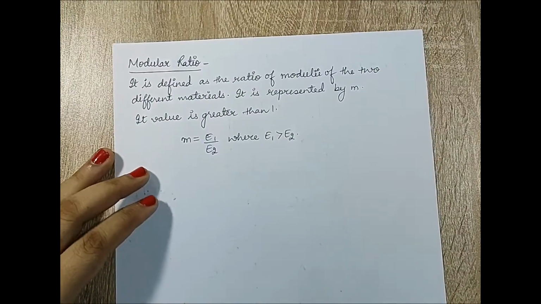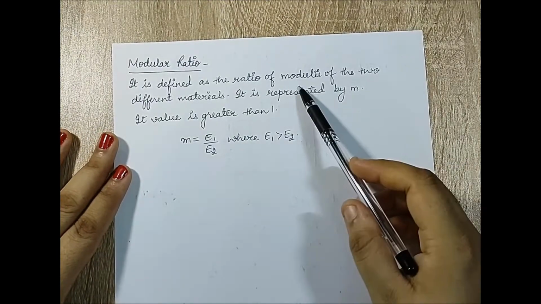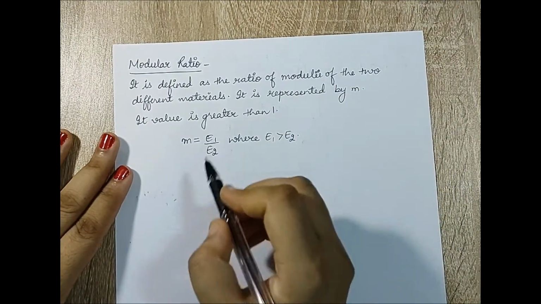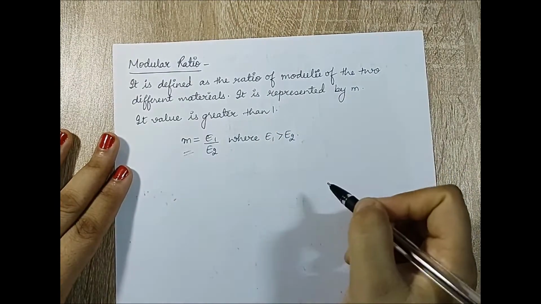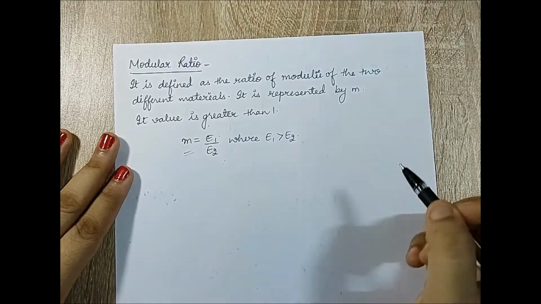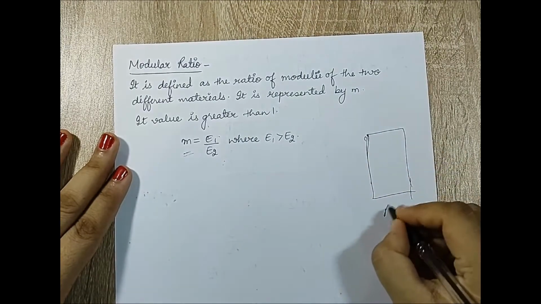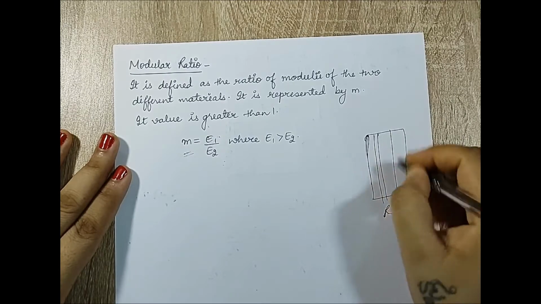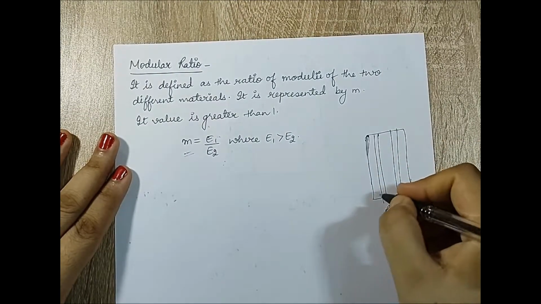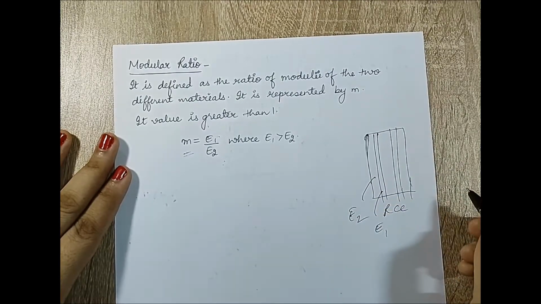Now we'll go to another topic which is called as modular ratio. It is the ratio of moduli of two different materials. By the term moduli, I mean Young's modulus. So here you can see it is represented by small m and it is the ratio of E1 and E2. These are the two materials in say a concrete structure. Say I can say this is my RCC column and there are some steel bars inside. There can be n number of steel bars. So here there will be E of steel and there will be E of concrete, both.